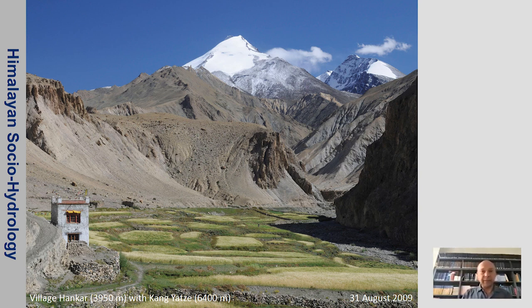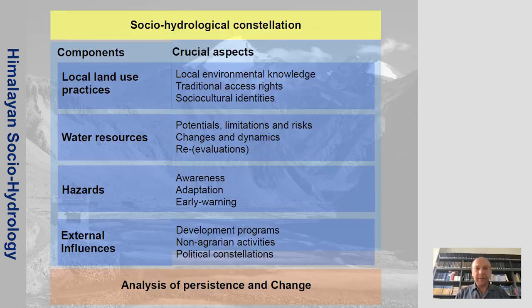And I would like to give my last comments on these socio-hydrological constellations. We have different components: the local land use practices, water resources, also the hazards and the external influences, and a number of crucial aspects need to be taken into consideration to find the entries to a more integrated framework that tries to combine the natural dynamics, the glacial-hydrological dynamics, with the socio-economic response patterns and adaptation strategies to find a better solution. And it's always an analysis of the persistence of change.